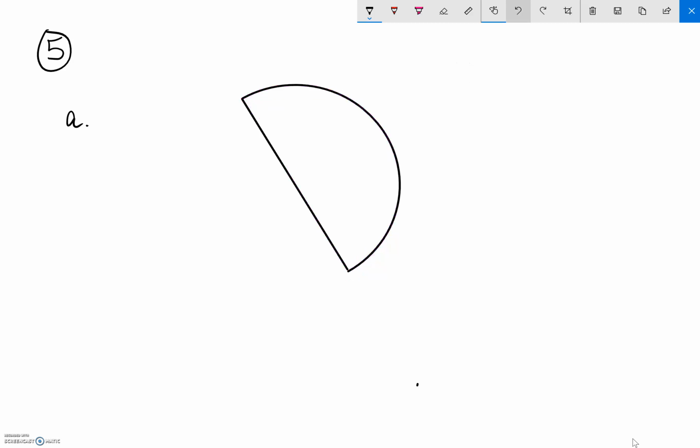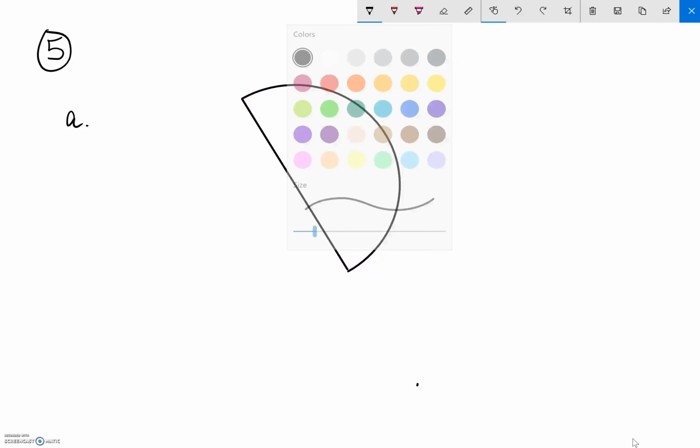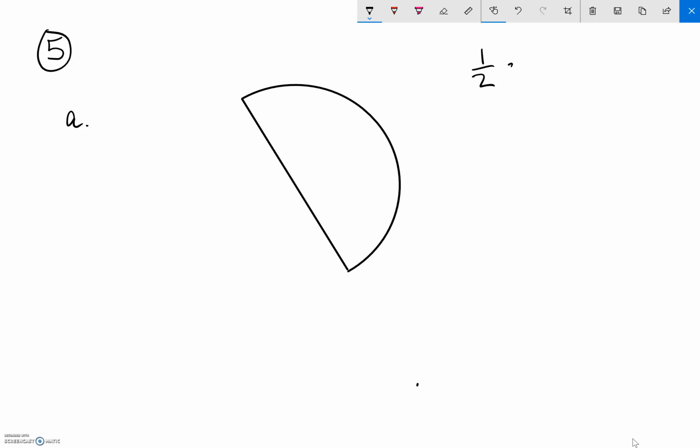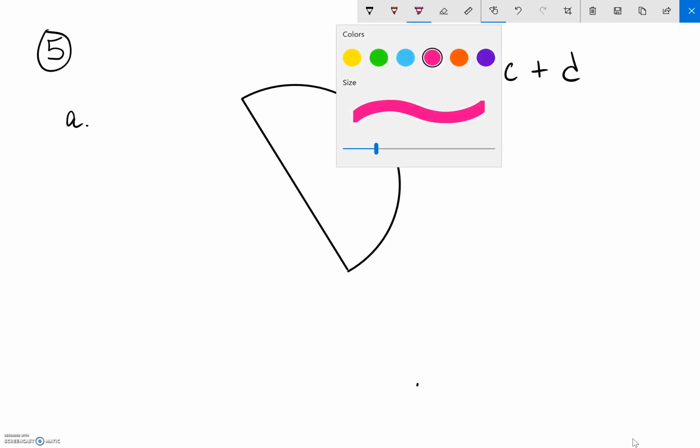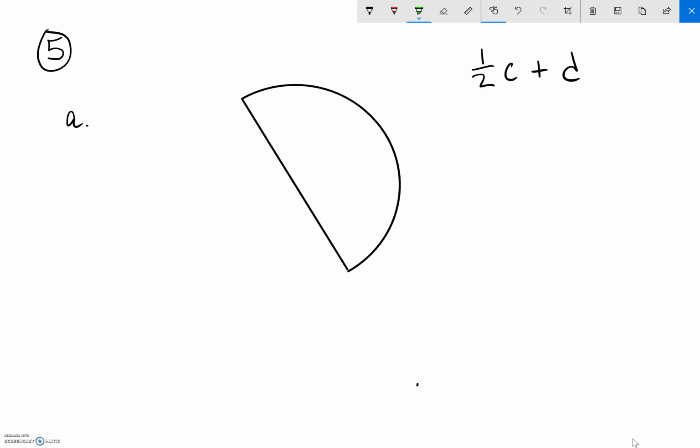Whoops, let me erase all this first. So half of the circumference plus the diameter. It says the radius of this flower bed is 2.5. So not the diameter, but the radius halfway across is 2.5. Which means all the way across would be another 2.5 for a total of 5. So the diameter is 5.